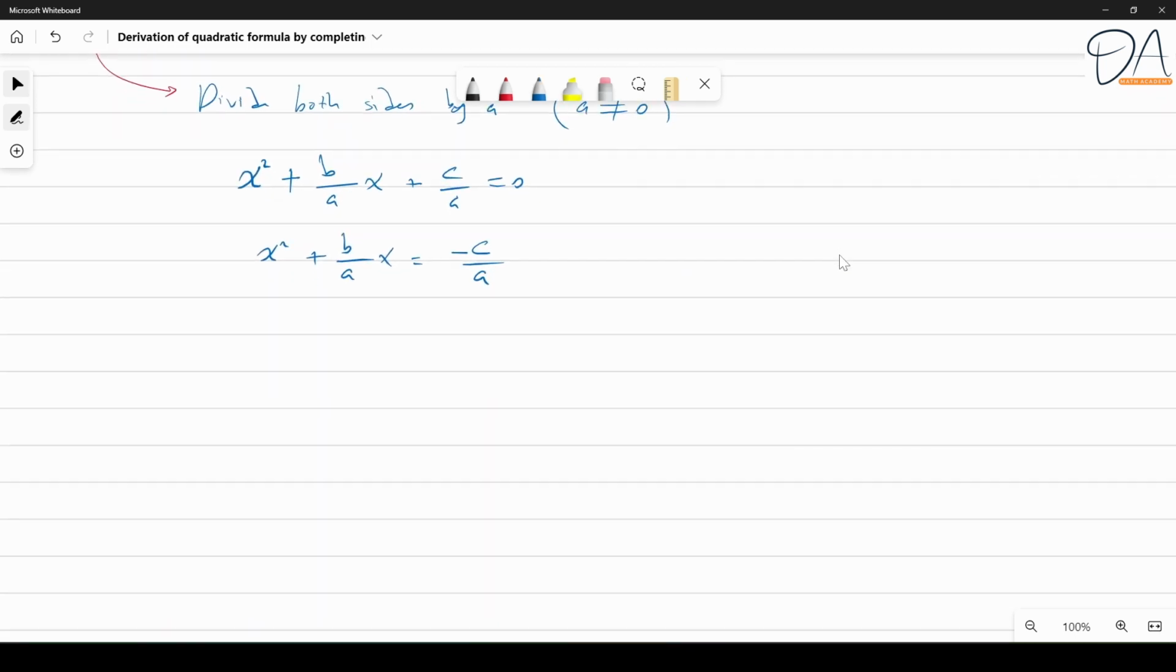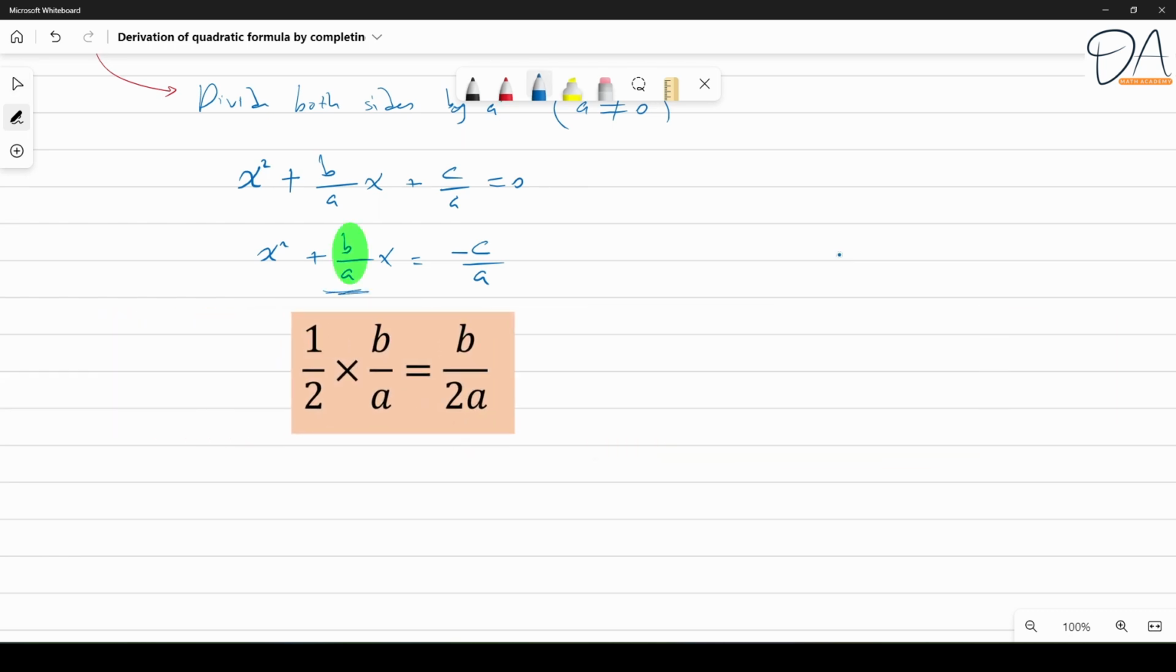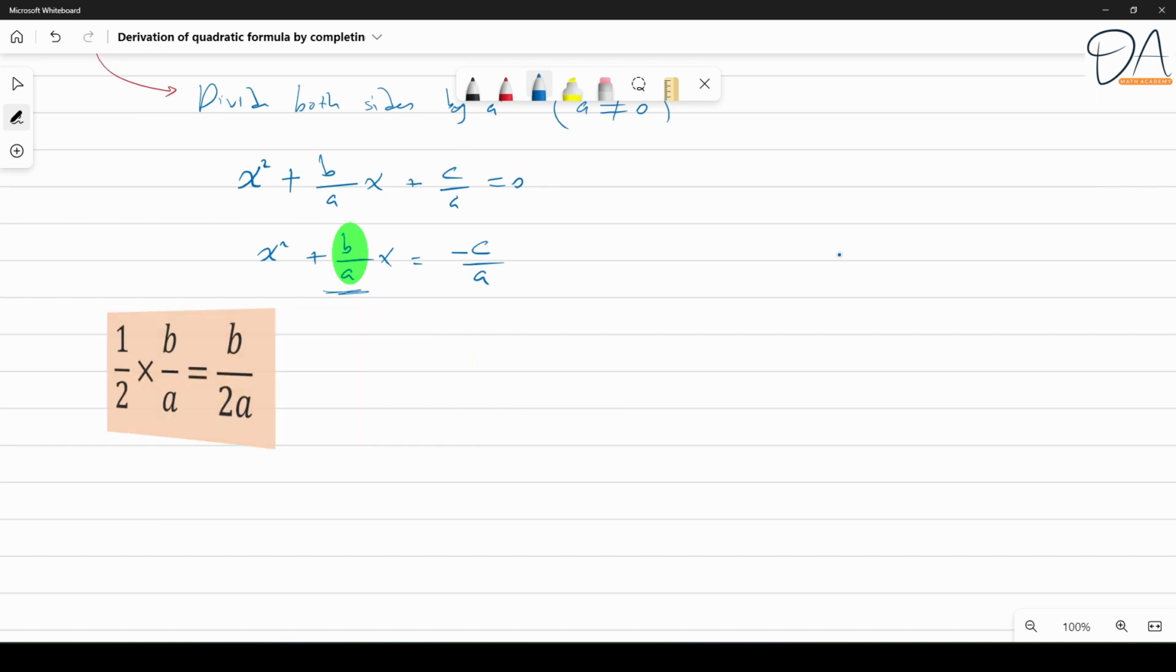Now we come to the step where we need to complete the square. And to complete the square, we need to add a term. And that term is simply the square of half the coefficient of x. So the coefficient of x here is b over a. Half of that will be b over 2a. So actually we need to add the square of that.